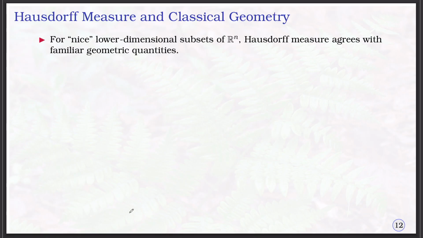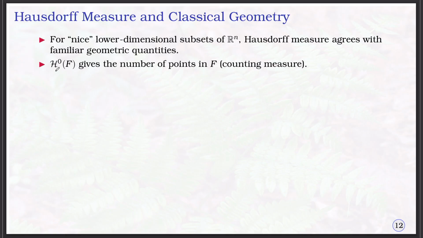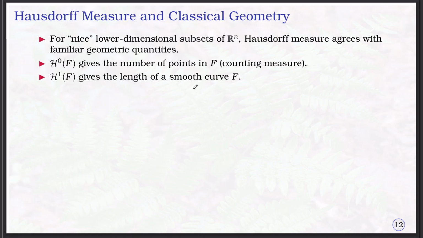Now, let us discuss the Hausdorff measure in comparison with classical geometry. For a nice low dimensional subset of R power n, Hausdorff measure agrees with the familiar geometric quantities. That means H0 of F gives the number of points in F, the counting measure. H1 of F gives the length of a smooth curve. Here the set is fixed, and s is changing.